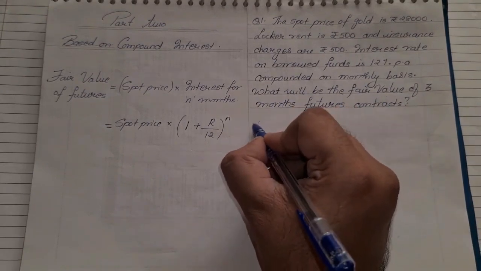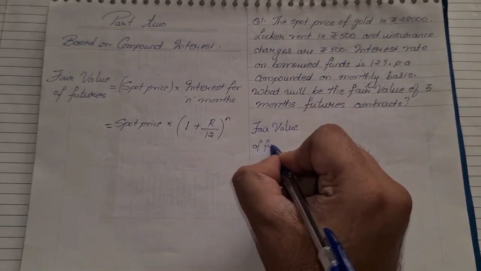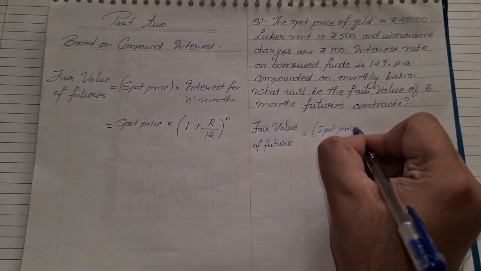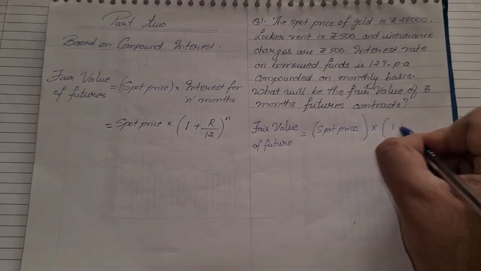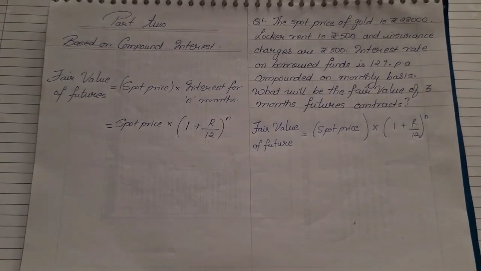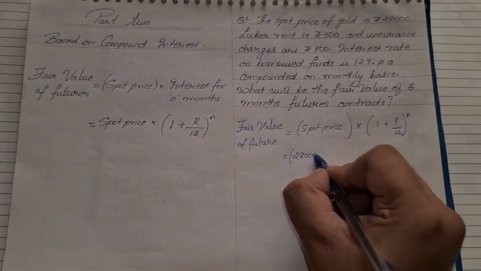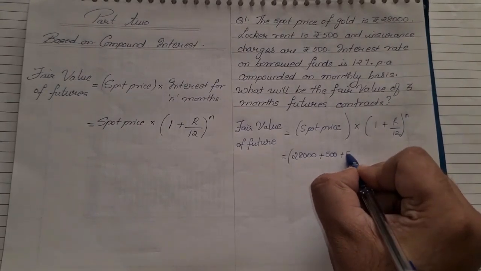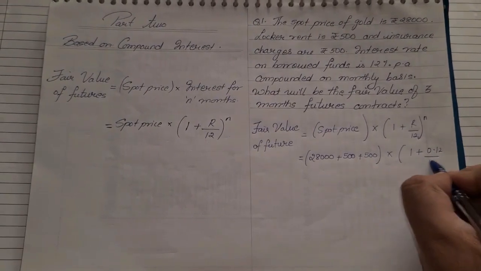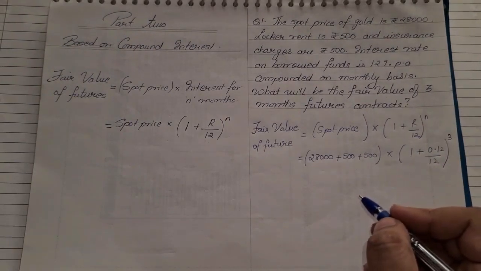So again, heading will be we are finding the fair value of future, which is spot price into 1 plus r divided by 12 raised to the power of n. Now the spot price given here of the gold is rupees 28,000 plus the locker rent of 500 plus the insurance of 500 into 1 plus the rate was 12%, so 0.12 upon 12 raised to the power of n, that is for 3 months, so raised to the power of 3.